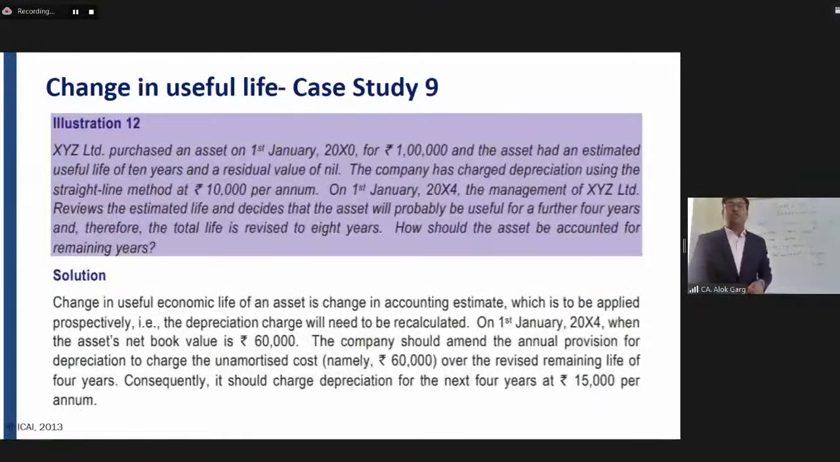So change in useful economic life of an asset is a change in estimate, which is to be applied prospectively. That is, the depreciation charge will need to be recalculated. On 1st January 2004, when the asset's net book value is 60,000, the company should amend the annual provision for depreciation to charge the unamortized cost, namely 60,000, over the revised remaining life of the 4 years. Consequently, it should charge depreciation for the next 4 years at 15,000 per annum.